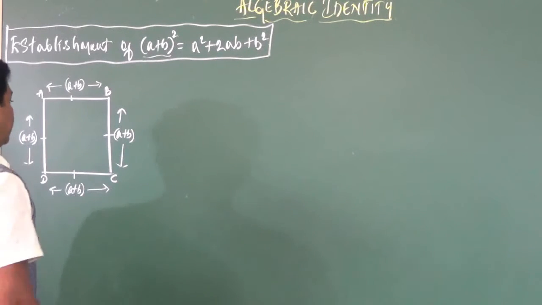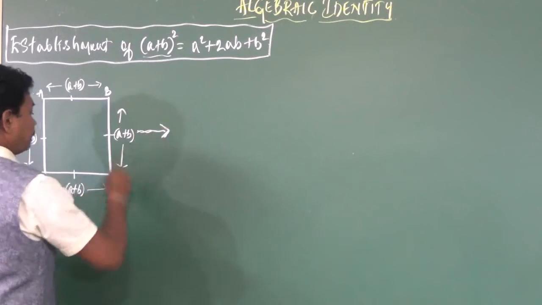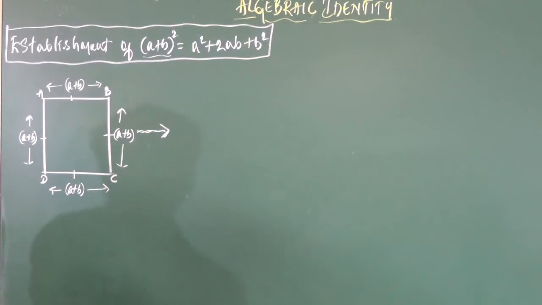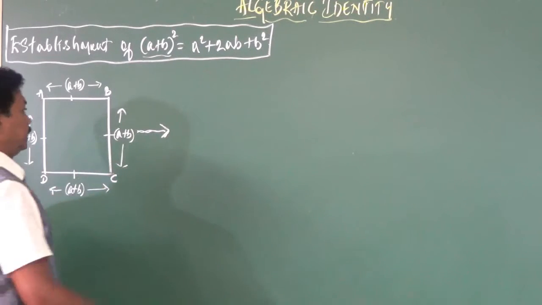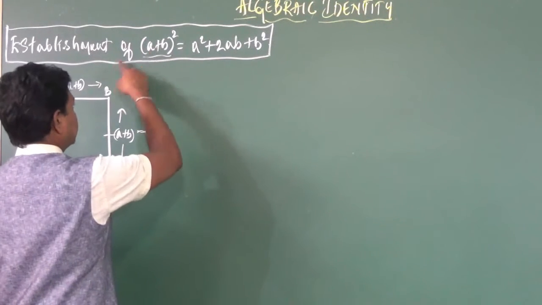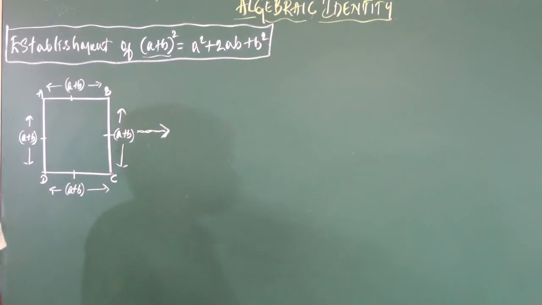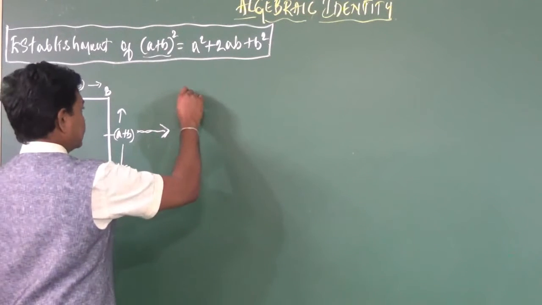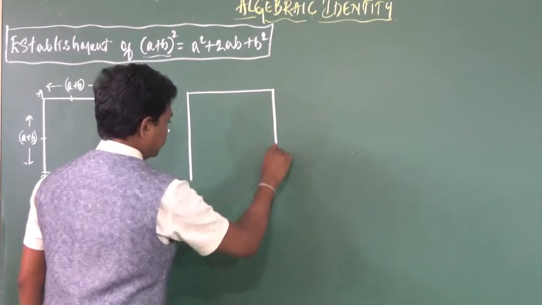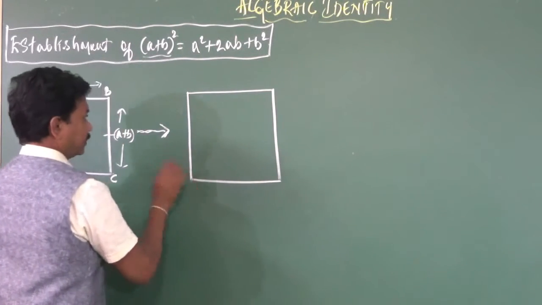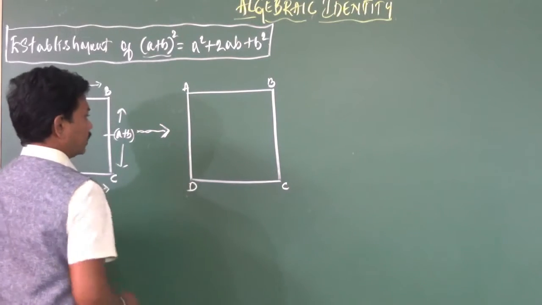Now here we are going to improve this square by taking the sides a plus b in a different manner. Here a is a different number, b is a different number. They are two different real numbers. So let us take the same square, this is the required square. Let us take it as ABCD, the same square we have taken.